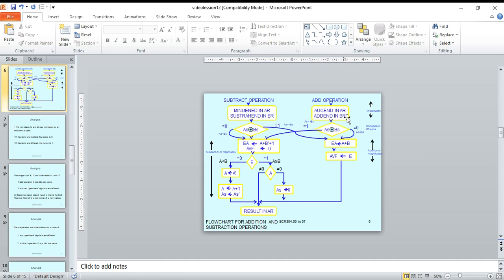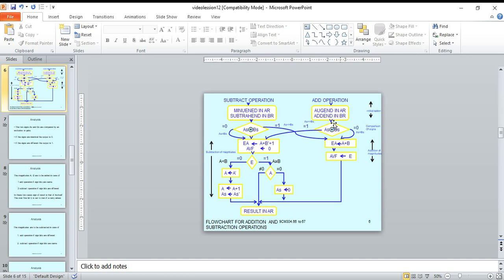And see here, I am explaining the addition operation again. Take AR as plus 5, and BR as minus 4. So plus 5 was placed in the AR register, and minus 4 was placed in the BR register.